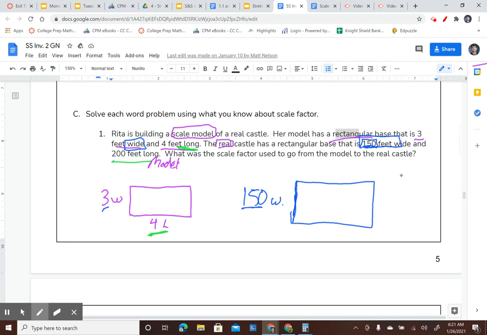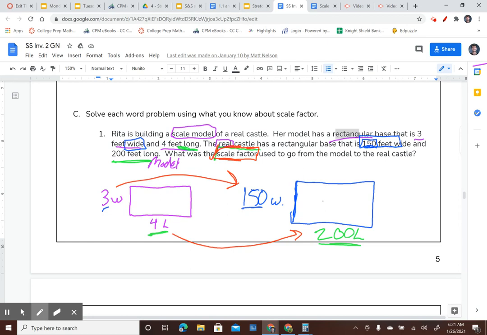But notice we need to still find the scale factor here. So we have the drawing, but we need to find the scale factor. That's what it's asking for. So how do we get from 3 to 150, and how do we get from 4 to 200?